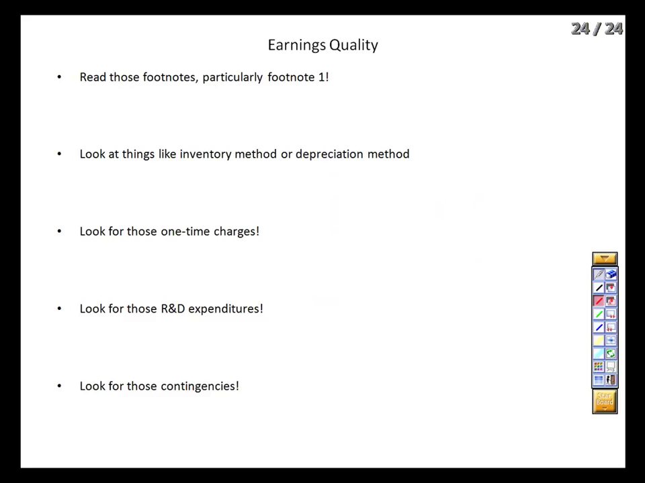Okay, last slide. Earnings quality. We've seen throughout the last 5 or so chapters that there is tremendous discretion in the financial reporting process. Not only do we have a choice in accounting method for a particular transaction, but we are also required to make estimates at almost every step in the road. And this discretion is an important part of financial accounting.